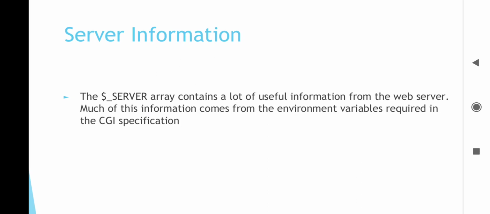So this will give you information about different elements, like $_SERVER['SCRIPT_URL'], which returns the URL of the current page, or $_SERVER['SCRIPT_NAME'], which returns the path of the current script. So this will provide you the server information.